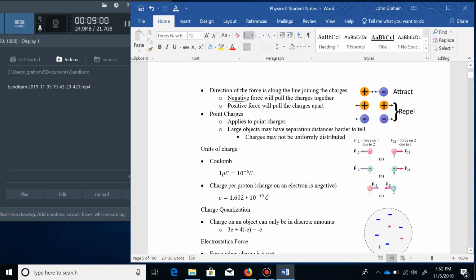When you have two electric forces, I should say one electric force, that is negative, you know that these two charges are opposite one another. When the force is positive, you know these charges are the same. And so the proton will repel the other proton, and the electron will repel the other electron. And when that happens, we have a positive force.